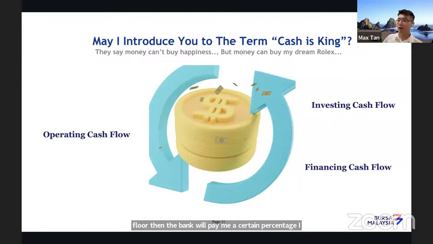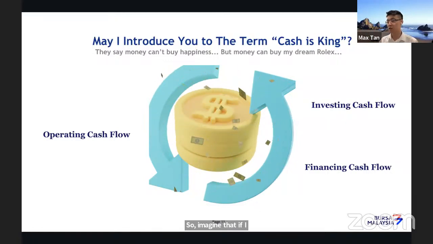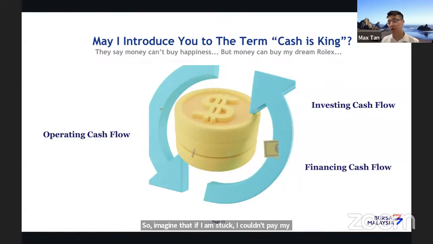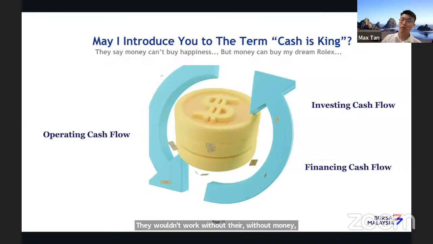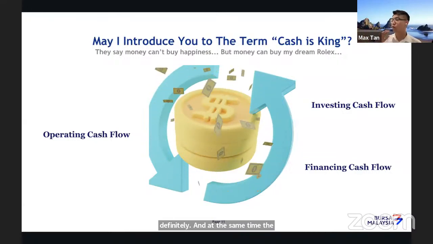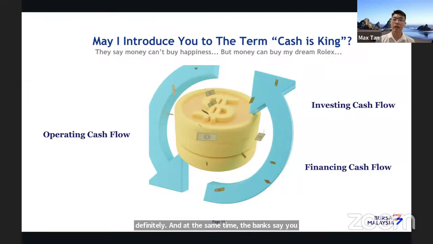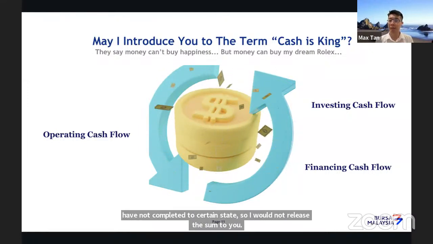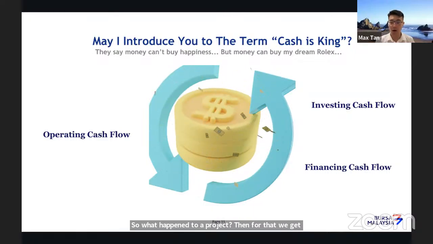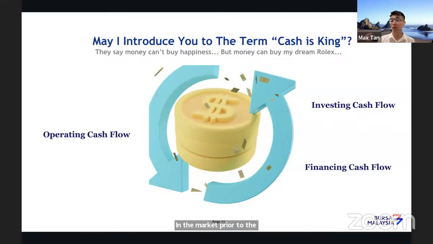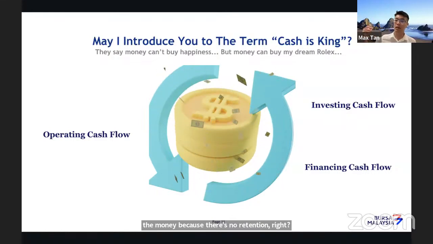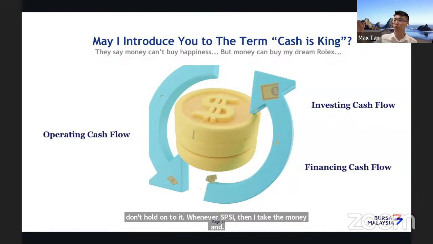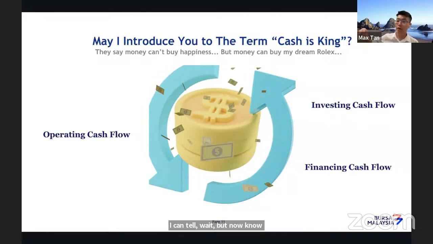So imagine that if I am stuck, I couldn't pay my construction partner, right? They wouldn't work without money, definitely. And at the same time, the bank says you have not completed to a certain stage, so I would not release the sum to you. So what happens to the project? Then the project will get stuck. This is why we have a lot of abandoned projects in the market prior to the HDA case. Some developers, because there's no retention, whenever SPSI, then I take the money and I can sell away. But now, no. You have to go up to a certain level and the bank will release the money to you.